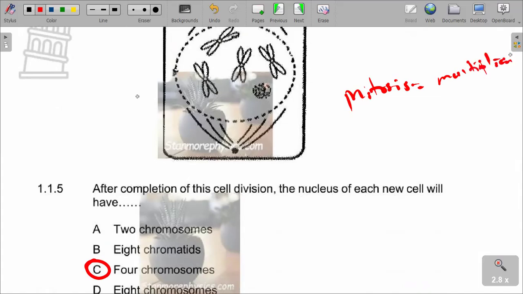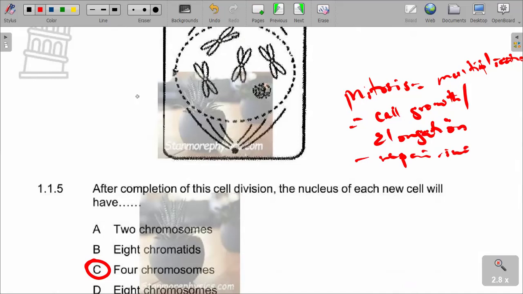It is responsible for cell multiplication, that is mitosis. So it actually allows cell growth. We can talk about cell growth, which others call cell elongation. That is, we are saying repairing of dead cells. When cells are dead, repairing of dead cells is through mitosis. Worn out cells are protected and replaced through the process of mitosis.